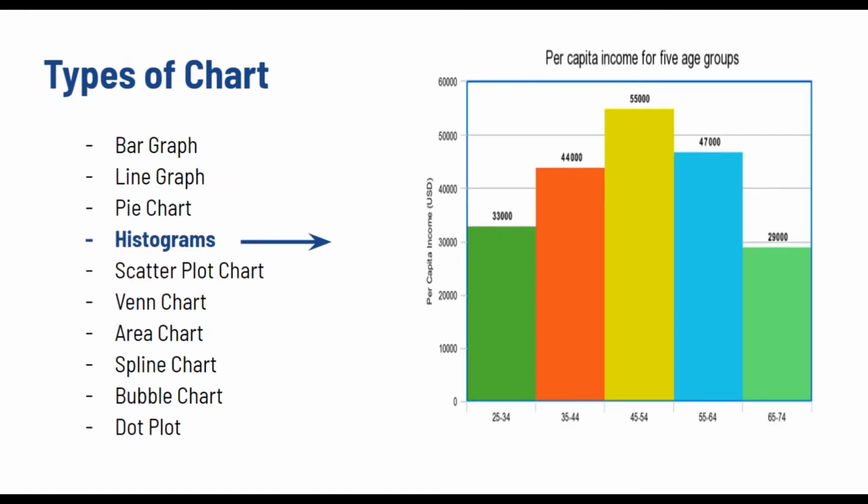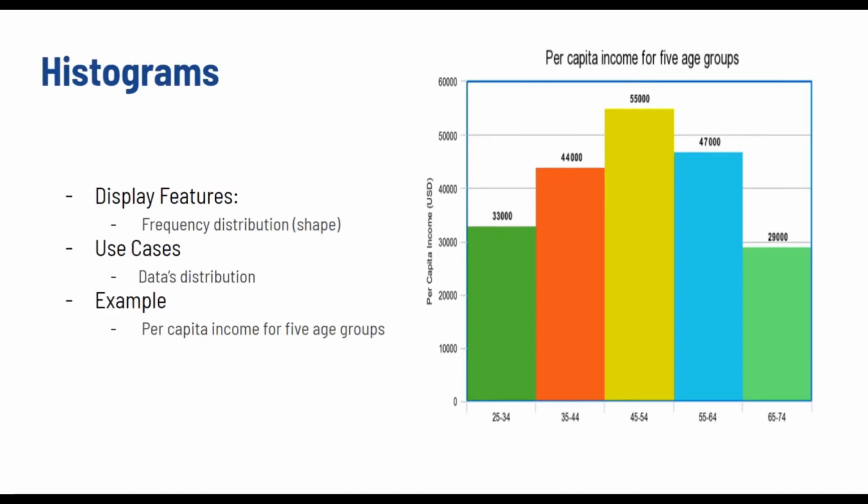school. Histograms. The histogram displays a frequency distribution of a dataset. At first glance, histograms look alike to bar graphs. However, there is a key difference between them. Bar charts represent categorical data and histogram represents continuous data. The uses for histogram are when you want to represent the shape of the data's distribution and when you want to see whether the outputs of 2 or more processes are different. The example here of histogram represents the per capita income for 5 age groups.